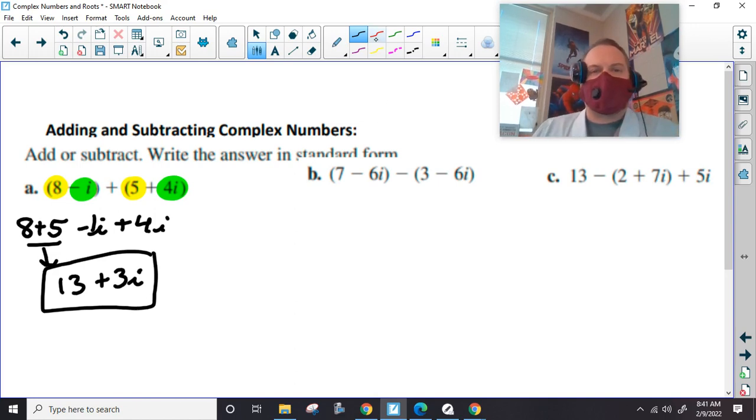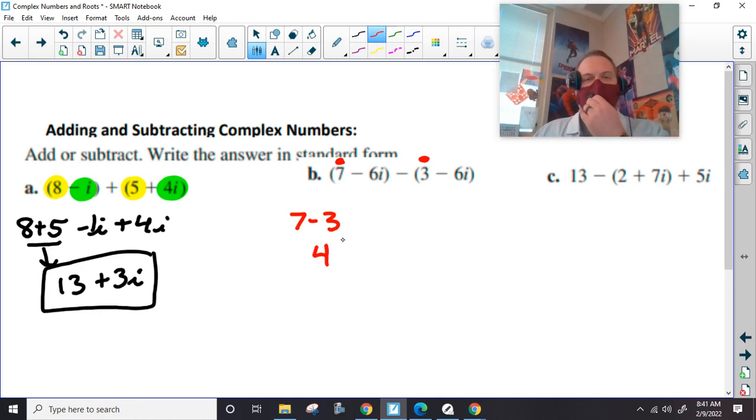All right. Now, I want to do B a little bit different. Okay. This has a subtraction sign. I can say 7 minus 3. And I could go ahead and solve that. We know that one. We could go ahead and say 4. All right. Then I'm going to use a box. Yeah, 7 minus 3 is 4.